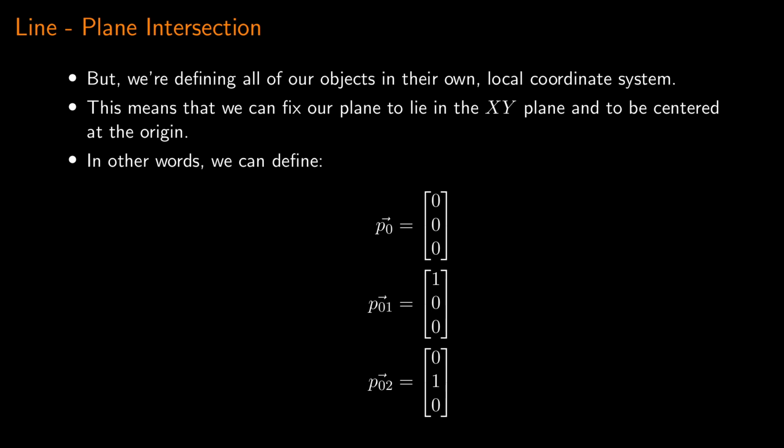And this actually makes everything really, really straightforward, because it means we can fix the vectors p0, p01 and p02 to be what you can see here. So the origin point p0 we can fix as being, well, the origin: 0, 0, 0. The vector p01 we can fix as being one unit in the positive x-axis and 0 in y and 0 in z, and p02 we can fix as being 0 in x, 1 in y and 0 in z.